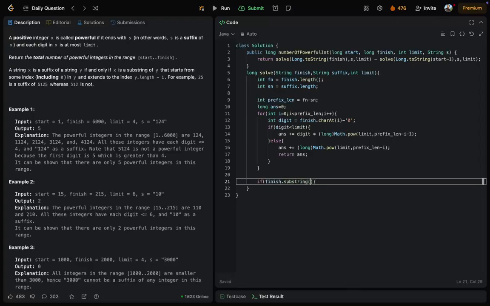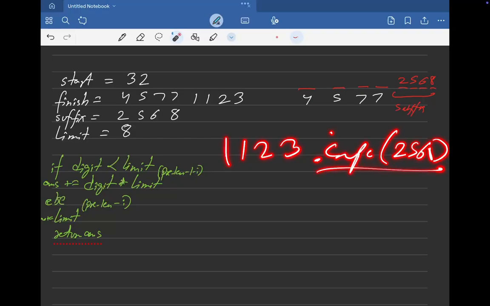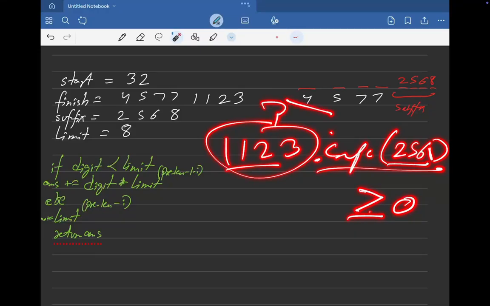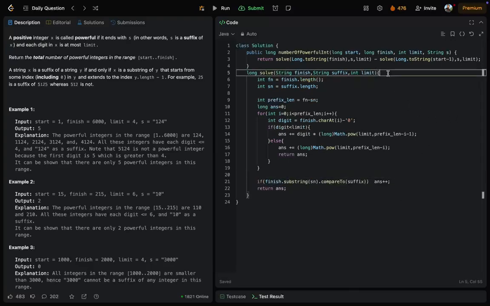Finish dot substring suffix length. This will give me the last 4 digits, and I will compare it to suffix. So here 1 1 2 3 is compared with 2 5 6 8. If this value is greater than or equal to 0, meaning this value is equal to or greater than this value, this will give me 0 or greater than 0. So if this is true, it means I have the boundary power also, and that's all, right? So this will do the work.